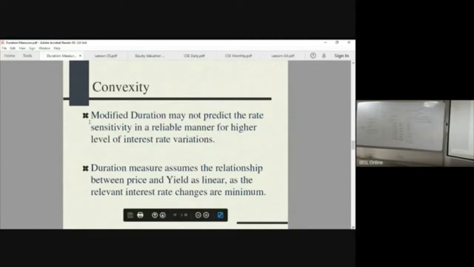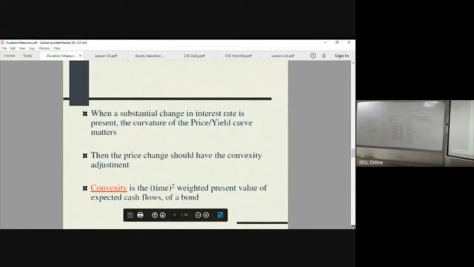Here, modified duration may not predict the rate sensitivity in a reliable manner for higher levels of interest rate variations. The duration measure assumes the relationship between price and yield is linear, as the relevant interest rate changes are minimal. This assumption will not be true when the interest rate differences are very high. When a substantial change in interest rate is present, the curvature of the price-yield curve matters. Then the price change should have the convexity adjustment.